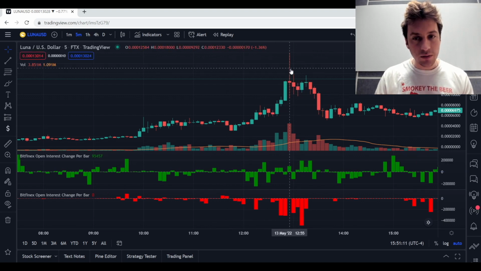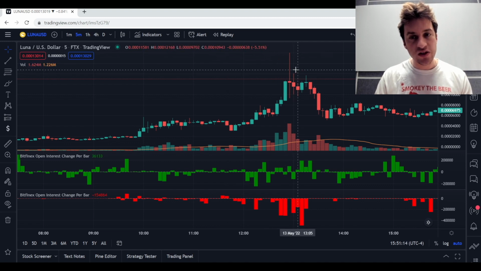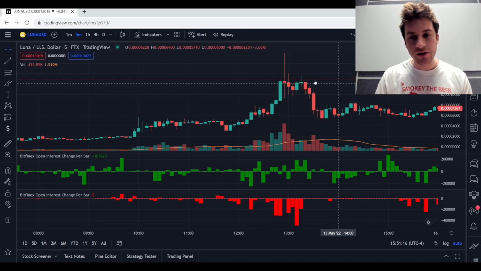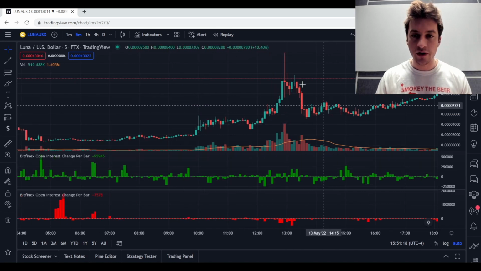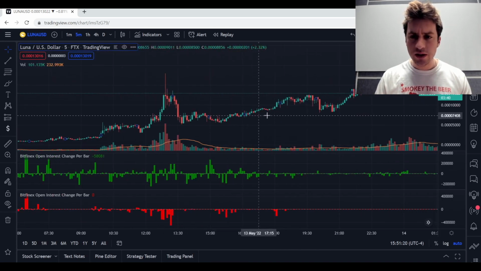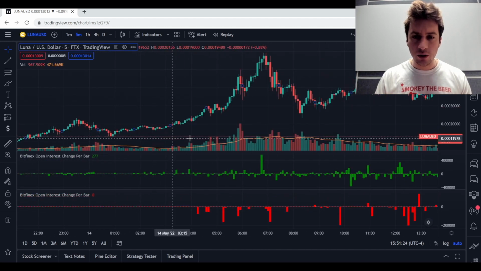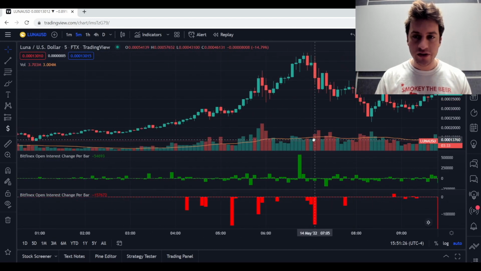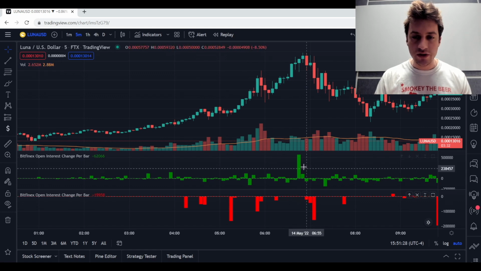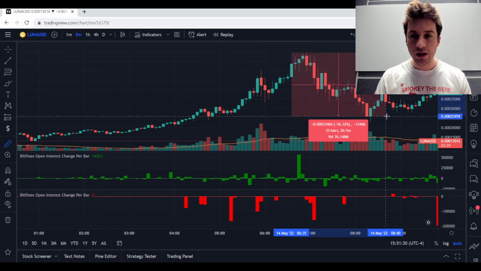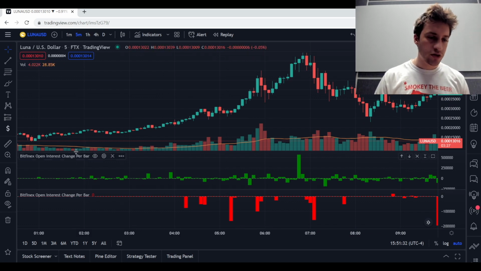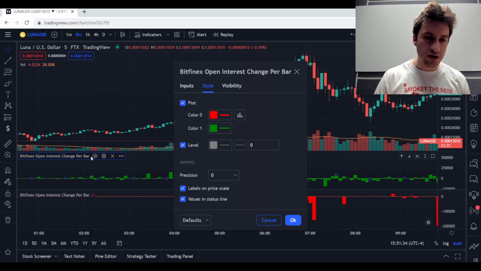And a lot of volume and a lot of wicks to the upside. It's a recipe for disaster. Price is probably going to fall. The price did fall, of course. But yeah, you can see lots of ways to pick off traders like this. Large longs entering, shorts exiting, pretty good signal to short. This also works for other coins as well.